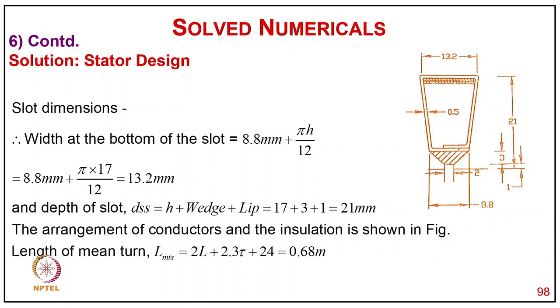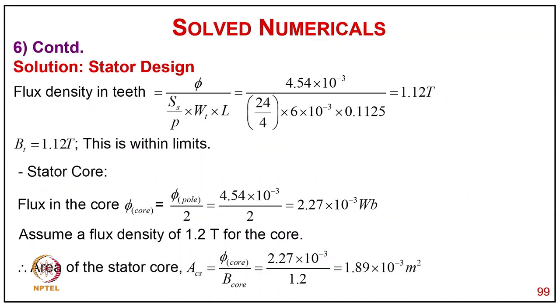The arrangement of conductor and the insulation are shown in the figure, along with the length of mean turn, LMT. Mean turn length is LMT equal to 2L plus 2.3 tau plus 24, it comes 0.68 meter. Now flux density in the tooth, Bt, comes phi upon Ss by P into Wts into Li. So here it comes 1.12 tesla. This Bt is within the limit.